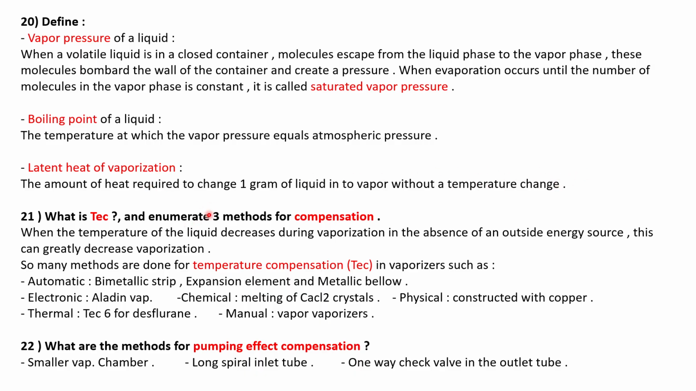Okay, what is TEC? And enumerate three methods for compensation. TEC is when the temperature of the liquid decreases during vaporization in the absence of outside energy. This can greatly decrease vaporization.